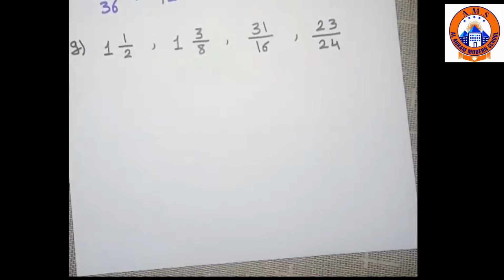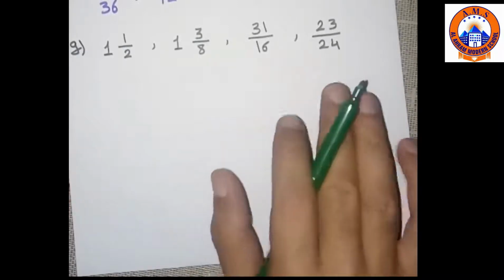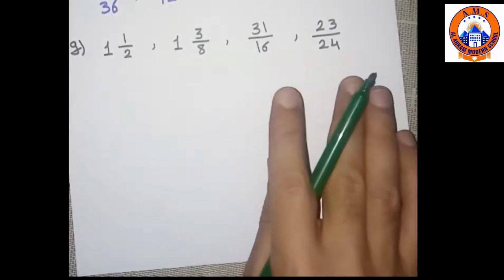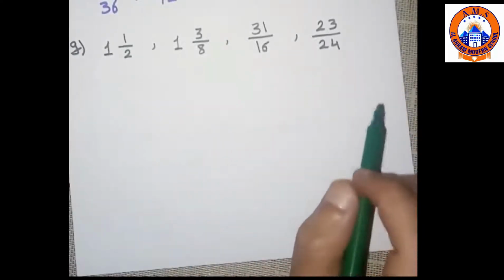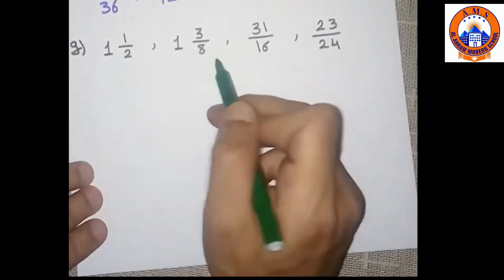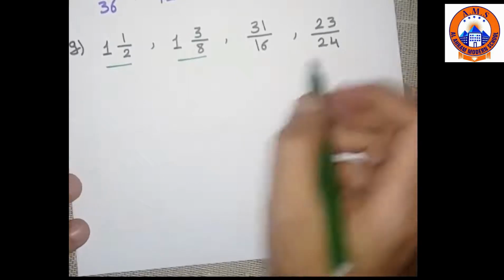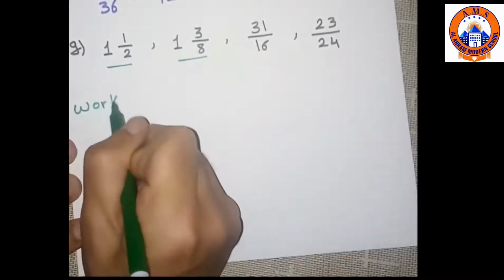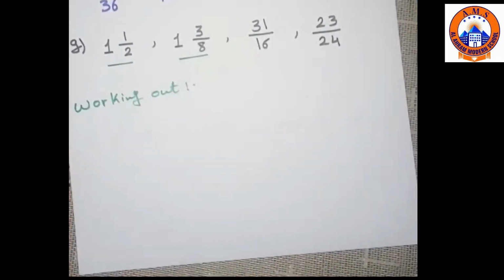The last one, we have some mixed fractions with some improper fractions. So to arrange these fractions, you have to make them the same type of fraction, even if they are improper fractions or mixed numbers. As you like, we can solve it in two ways, but I will just do it by having improper fractions. So the working out is to get these fractions prepared.